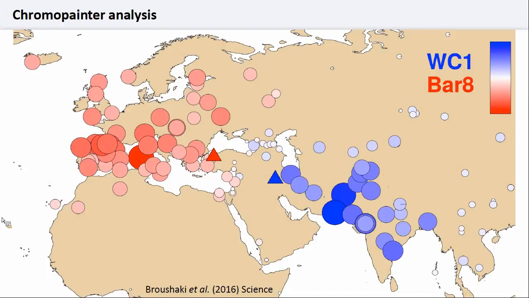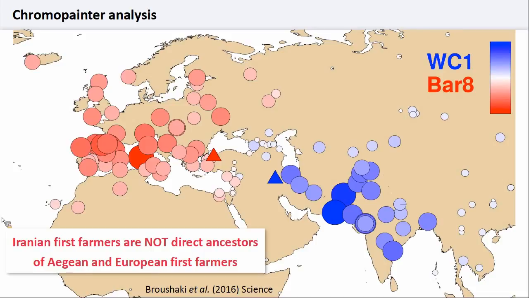Okay? On the other side, our Iranian sample is best explained by stitching together haplotypes we find in the Far East. Okay? So that is mostly in India and Pakistan and modern Iranian populations. So what does this suggest? This suggests that the Iranian farmers are actually not the direct ancestors of our Aegean and therefore European farmers. They may be the direct ancestors of the farmers that spread towards the east. But these two groups, the Aegean farmers and the Fertile Crescent farmers, are genetically distinct.